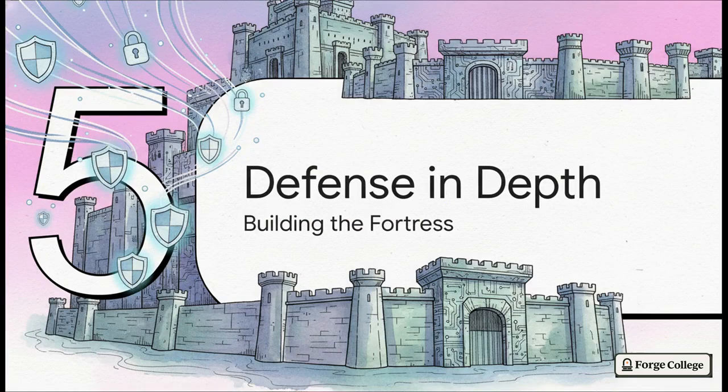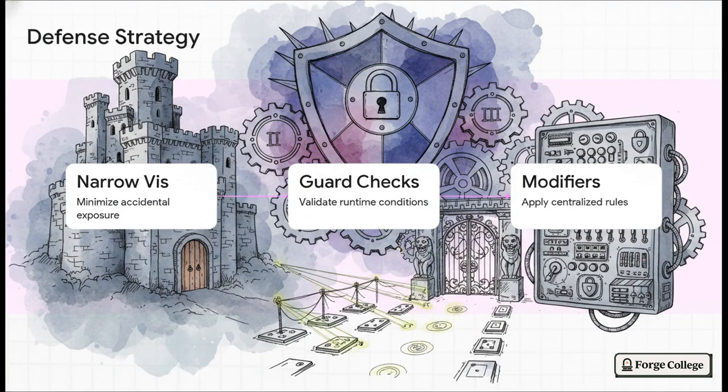Finally, we arrive at Section 5, achieving defense in depth, building the actual fortress. This is where we see the mechanical synergy of everything we've talked about today. Step 1, narrow visibility. This minimizes your accidental exposure right at the compile level. Step 2, guard preconditions, using explicit require and assert clauses to validate runtime conditions. Step 3, apply modifiers, centralizing those reusable rules on your public entry points. You see, neither of these is completely sufficient on its own, but together, they create a robust defense in depth that makes your contracts incredibly secure.